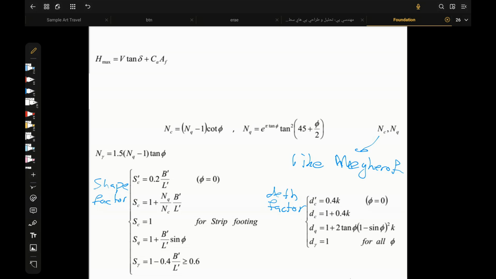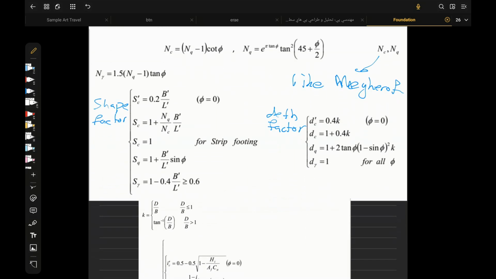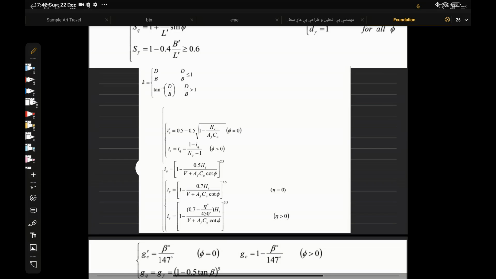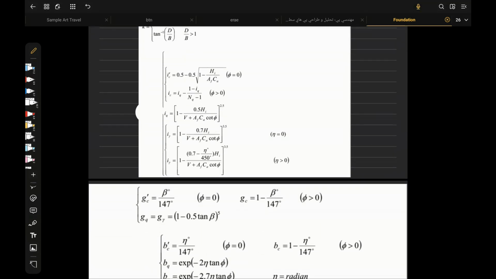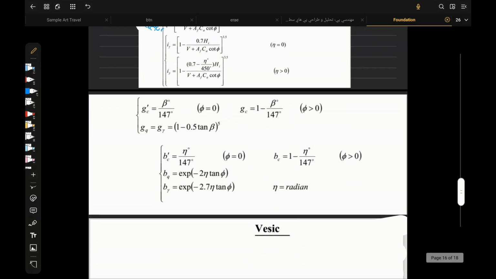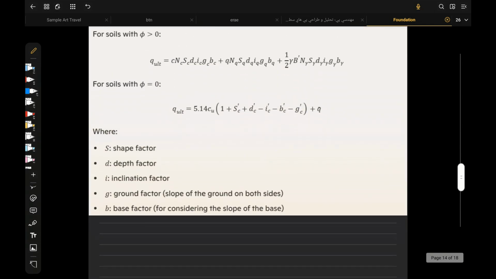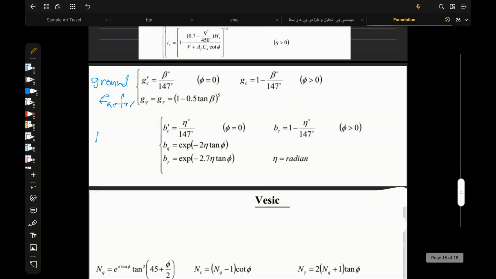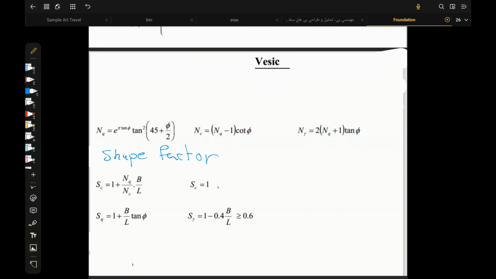Nc and Nq are like Meyerhof, and as you can see, the equations are here, but N gamma is different. Then we have shape factors and depth factors, and also we have K and the load factors here, the inclination factors, if I don't make any mistakes, and here the ground factor, and the last factor, as I said, the base factor. Many of them are equal to 1, but we must know how to calculate them.